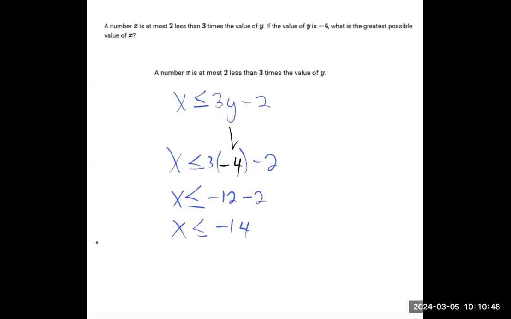So what's the greatest value that x could be? Well, just thinking about that on a number line, we have -14 right here. x is any number that's less than or equal to that. And less than or equal to means that the circle would actually be shaded. That means that it can be the number -14. So the greatest number we're seeing on this number line is actually -14.